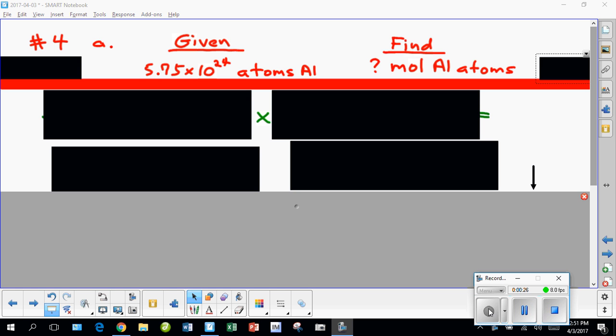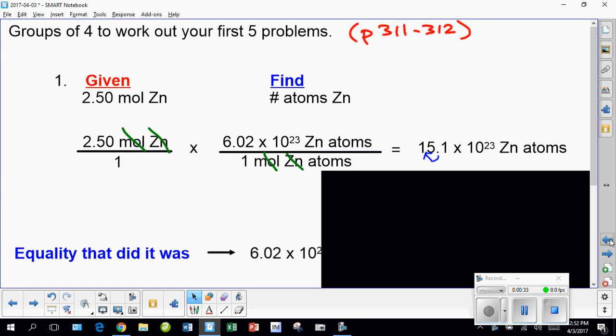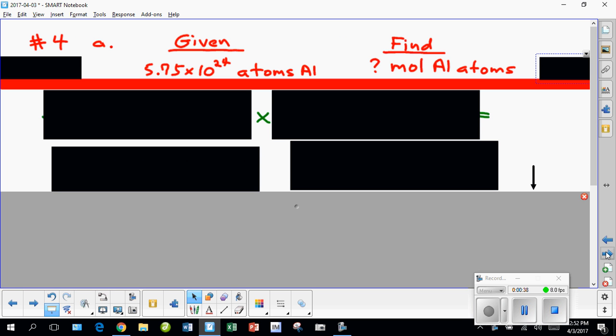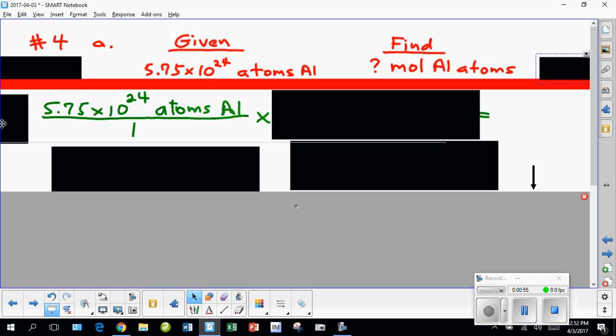In problem 4, all of problem 4, they changed what they're giving you. In all these prior problems, we had given moles. Now, the given is atoms or some other representative particle like a molecule, okay? And then we're supposed to find moles. Now, watch what happens in these situations. We do the given over 1. I think you're all doing fine with that part.